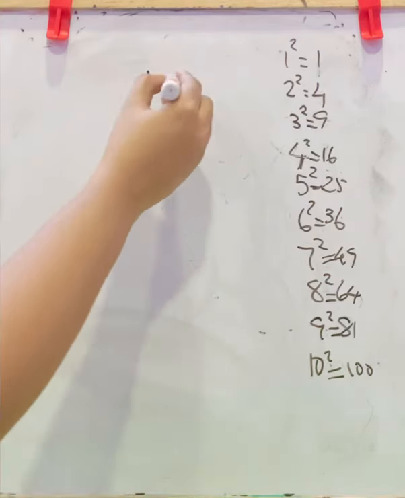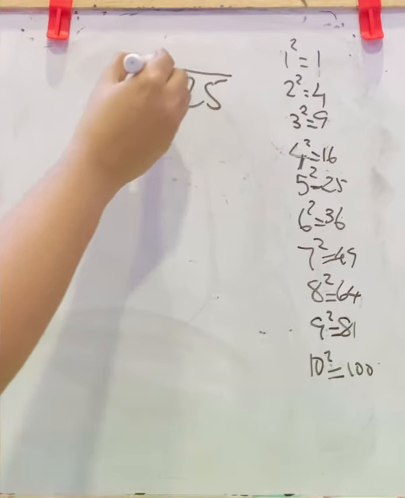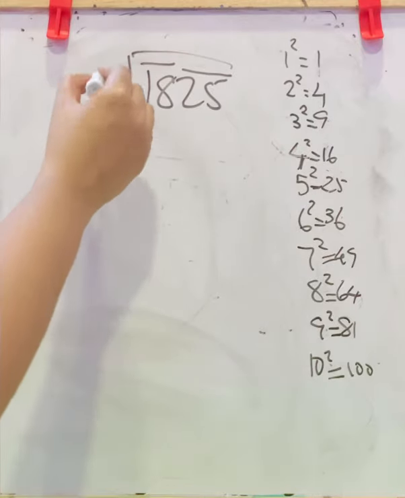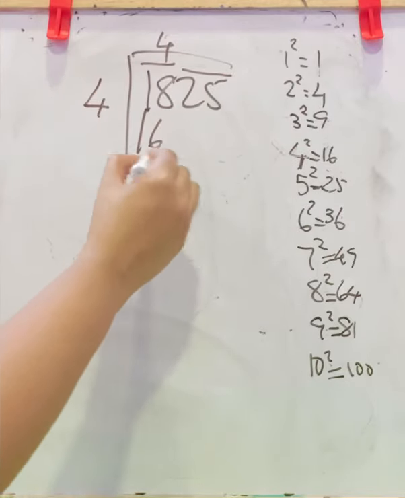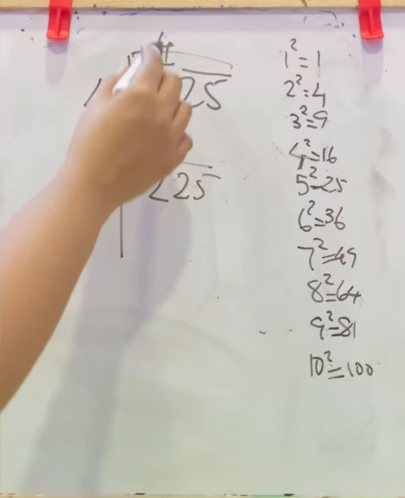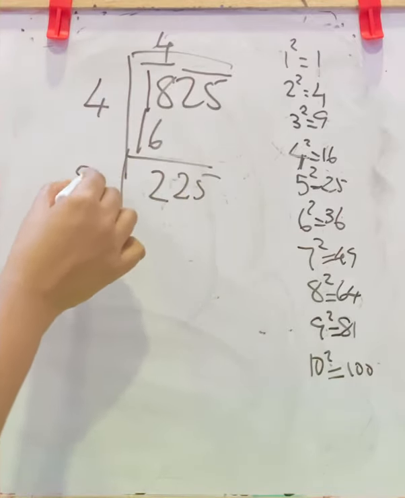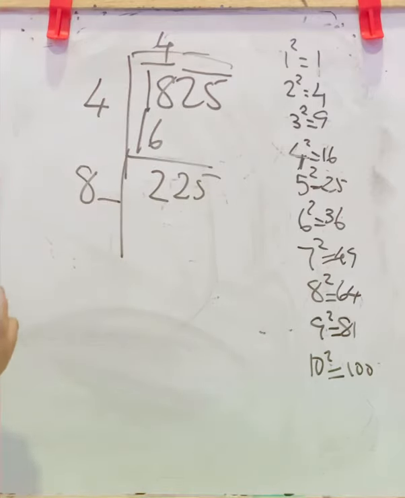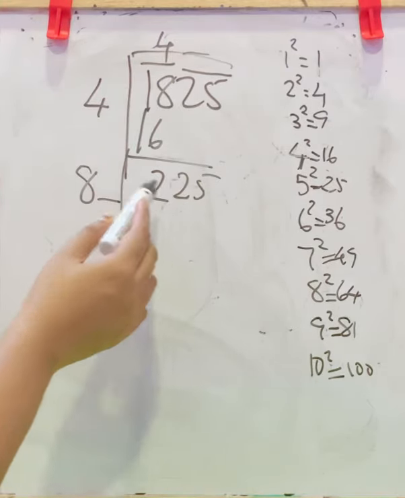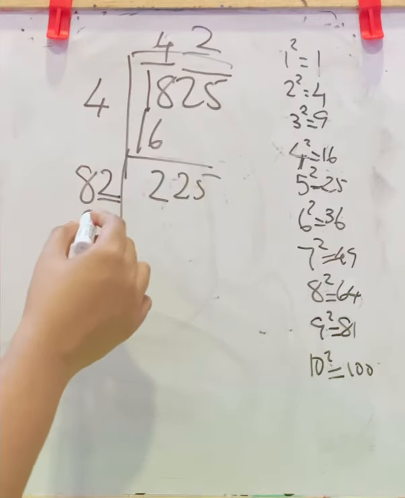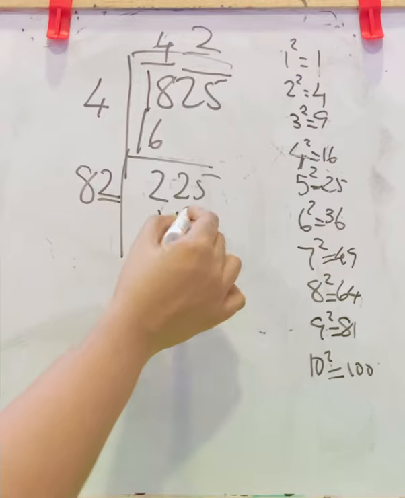Next, 1825. Pair it. 18 lies between 16 and 25 and the smaller is 16. So 4 4s are 16. Balance is 2. Carry down this 25. 225. Now double this. 4 becomes 8. Dash and dash. 83 into 3. 83 into 3 is 249. It is bigger than 225. So we will consider 82 into 2. 82 into 2 is 164.